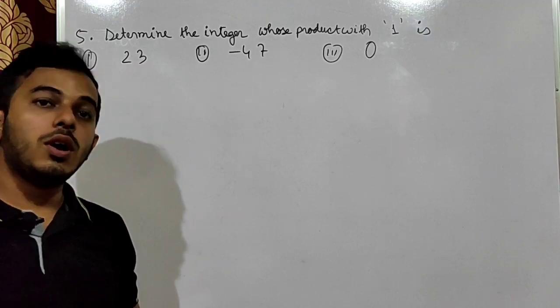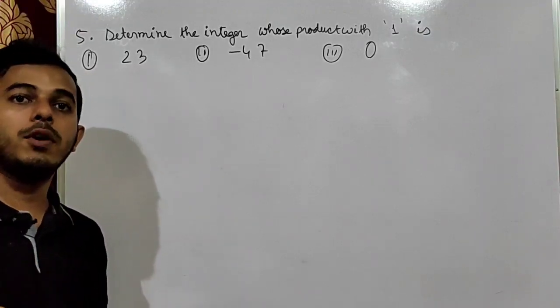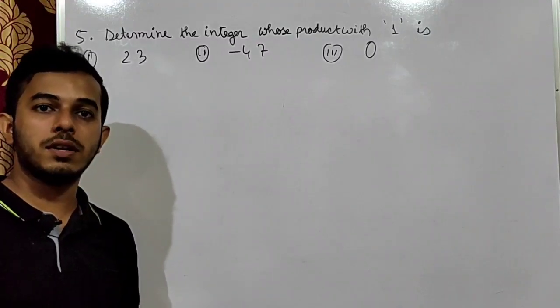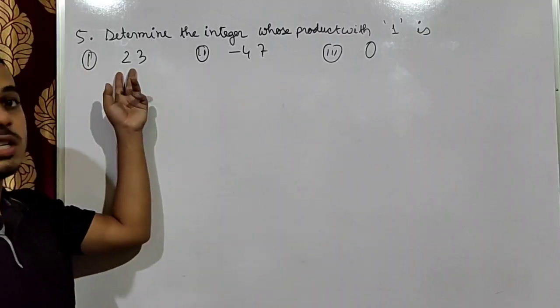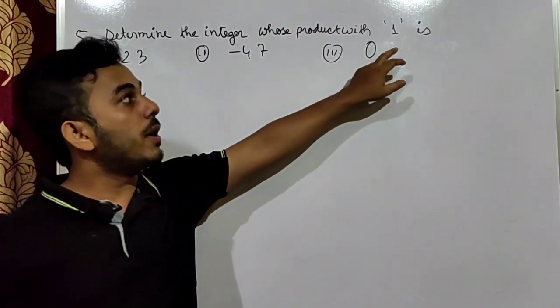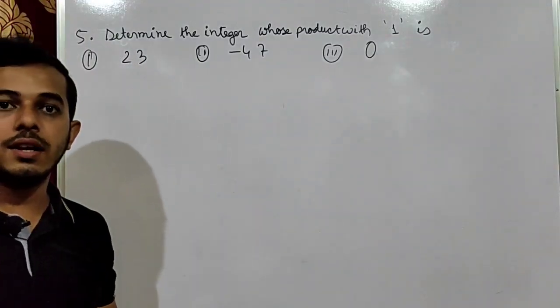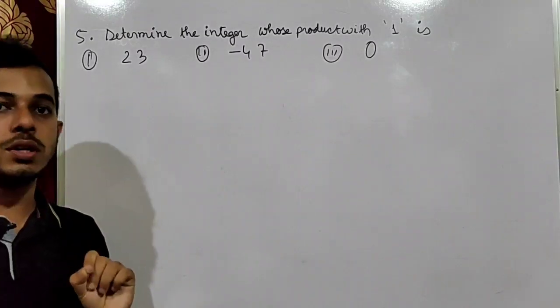Now we know if we multiply any number with 1, we get the same number as the result, right? The result will be the same number. Now our result is 23. If we multiply 23 with 1, we will get the result 23. Up to this clear? So we have found that our number will be 23.